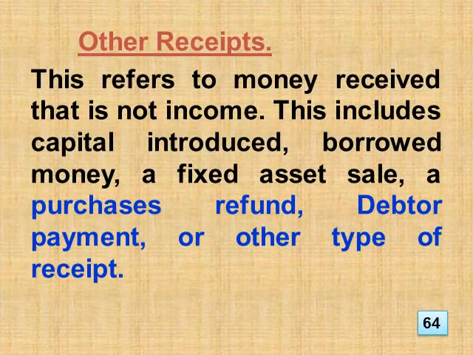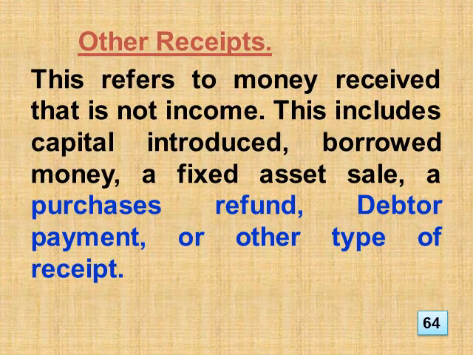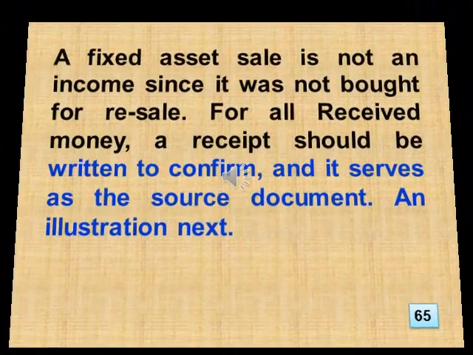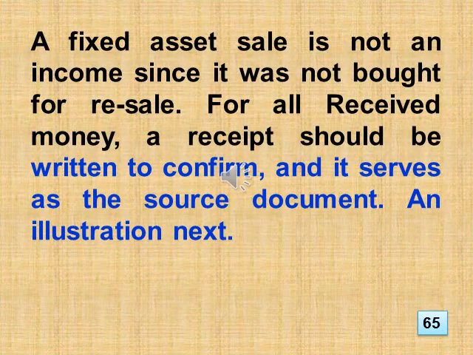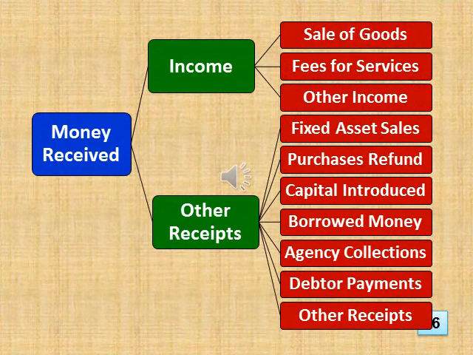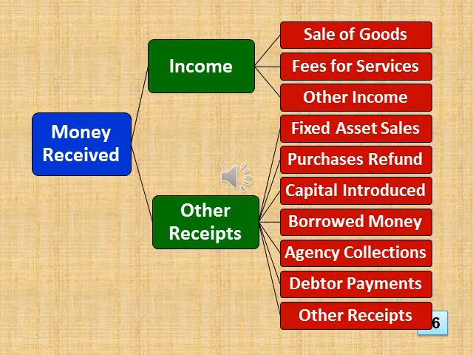Other receipts. This refers to money received that is not income. This includes capital introduced, borrowed money, a fixed asset sale, a purchaser's refund, debtor payment, or other type of receipt. A fixed asset sale is not an income, since it was not bought for resale. For all received money, a receipt should be written to confirm, and it serves as the source document. An illustration next. This slide shows the different types of income, plus the other.